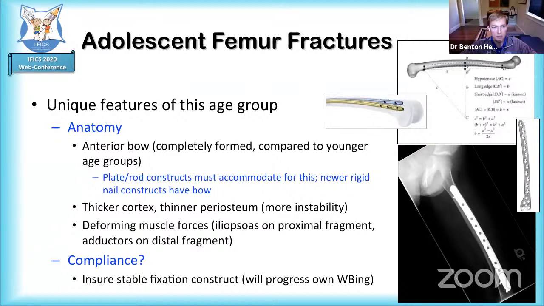So the unique features of this age group, their anatomy: they've now nearly completely developed the anterior bow, so we need to be aware of that with some of our implants and constructs. They have a thicker cortex and thinner periosteum, so more apt to be unstable with higher energy fractures. The deforming muscle forces are still there, but potentially with less periosteum helping to hold it. So the iliopsoas on the proximal fragment, adductors on the distal fragment, so again procurvatum and varus.